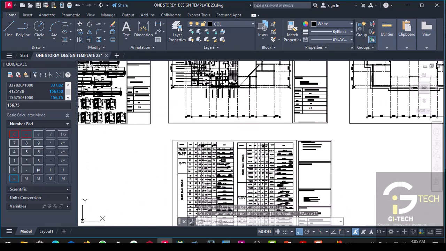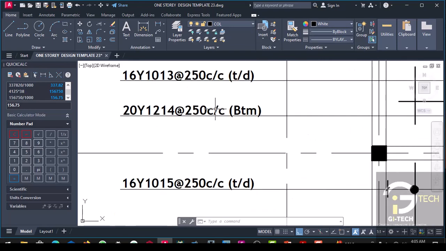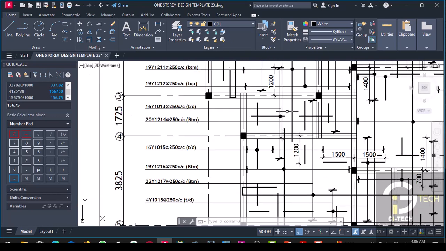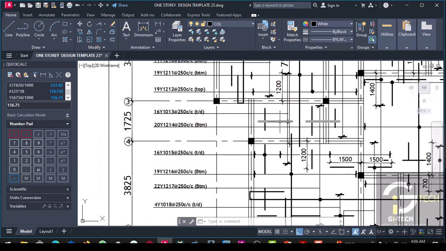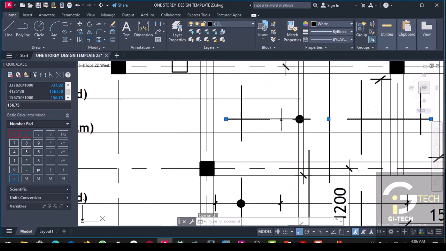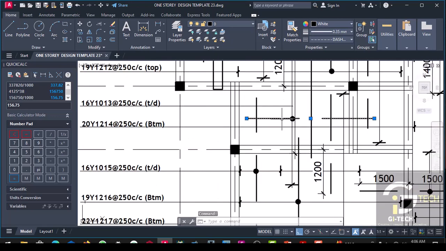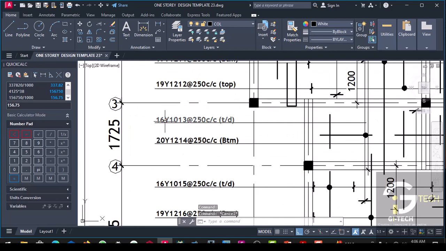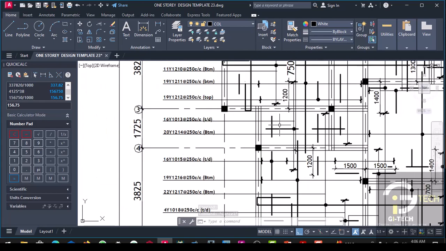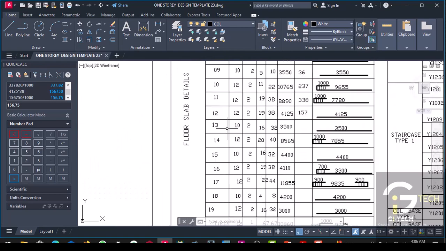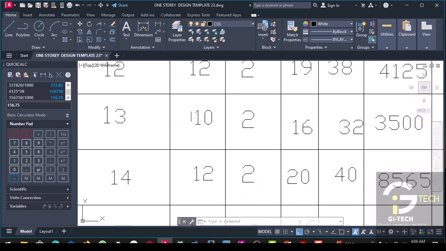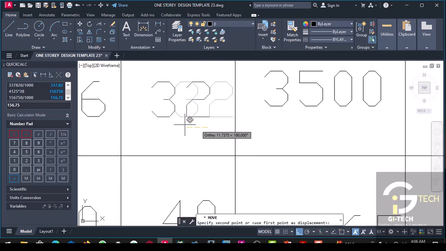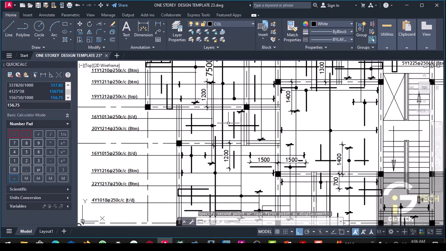So we move to 13. Let's identify 13. Okay, this is 13. 13 is actually top distribution reinforcement, and it is 16 in each. Okay, so let's go and reconcile that. 13, 16, okay, 32. Okay, so let's calculate the length.